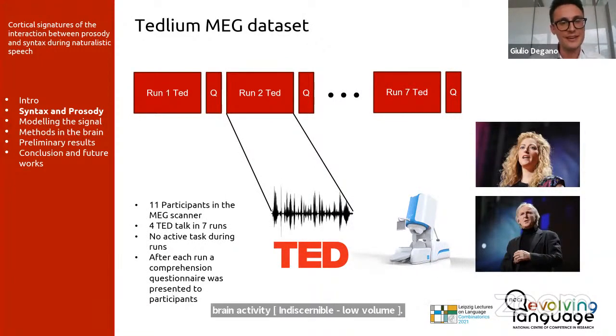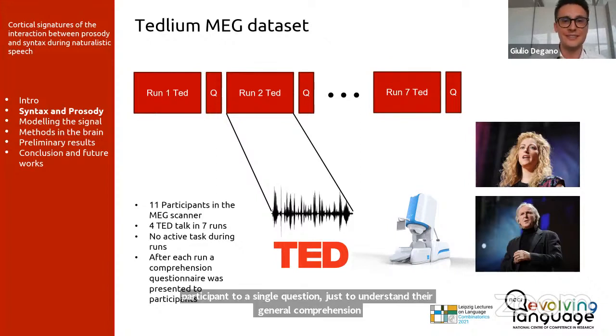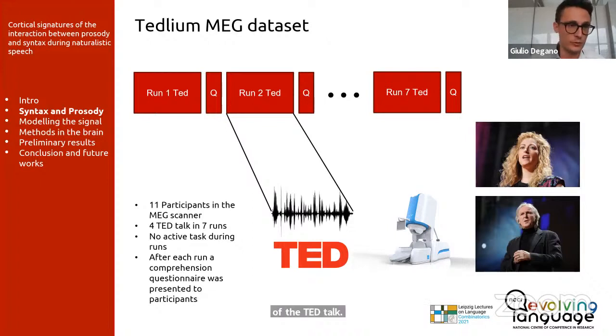Luckily, the team from McGill University, composed of Peter Donhauser, who is also a collaborator on this project, and Sylvain Ballier, shared their data, where they investigated the naturalistic processing of the speech signal across 11 participants, who listened to 4 different TED Talks across 7 different runs. At the end of each run, they exposed the participant to a simple questionnaire just to understand their general comprehension of the TED Talk. And so they basically sat in the MEG scanner, just listening passively to the speech stimuli.